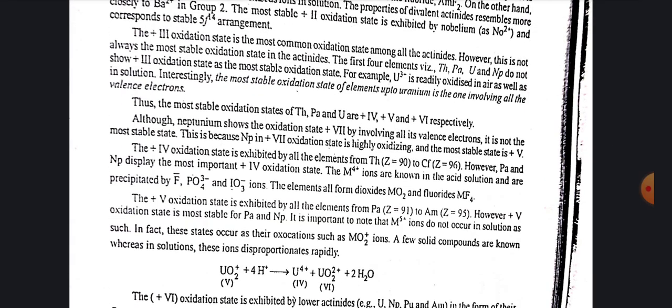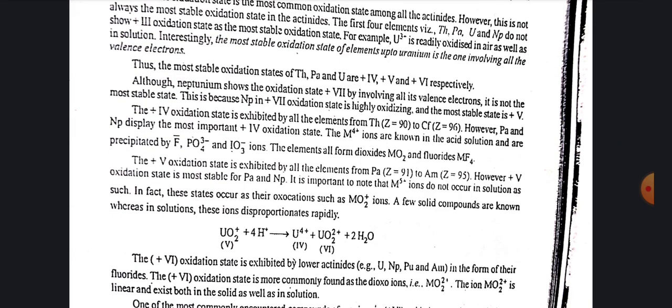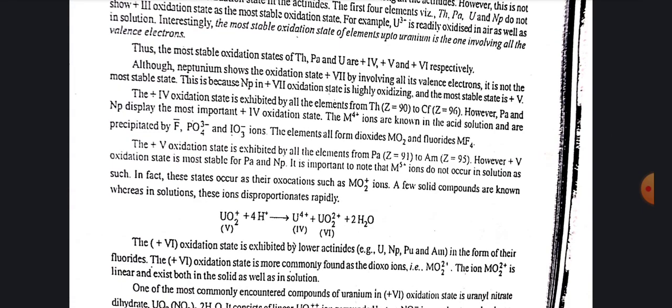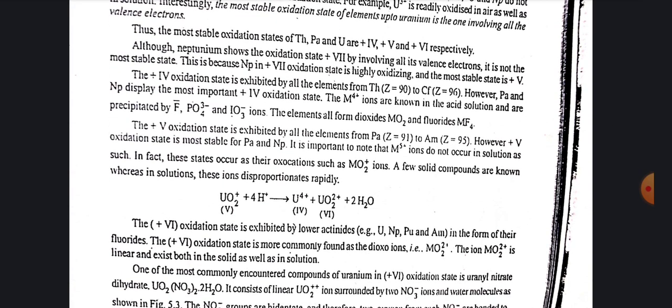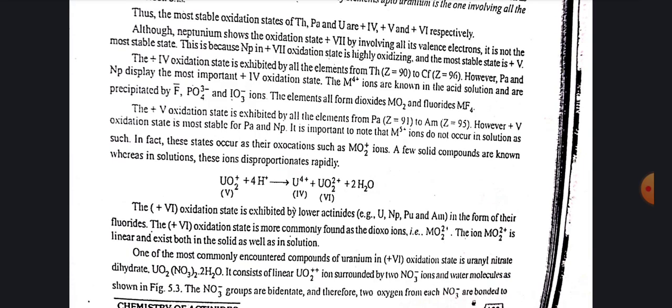The +3 oxidation state is the most common oxidation state among all the actinides. However, this is not always the most stable oxidation state in the actinides. The first four elements, that is Th, Pa, U and Np, do not show +3 as the most stable oxidation state. For example, U3+ is readily oxidized, even in solution. Interestingly, the most stable oxidation state of elements up to uranium is the one involving all the valence electrons. Thus, the most stable oxidation states of thorium, Pa and U are +4, +5 and +6 respectively.